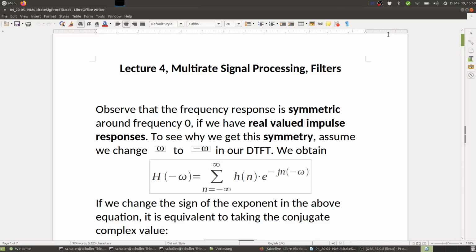Hi everybody, welcome to the next lecture on Multirate Signal Processing. This time we continue on filters. Last time we saw how to compute the frequency response.